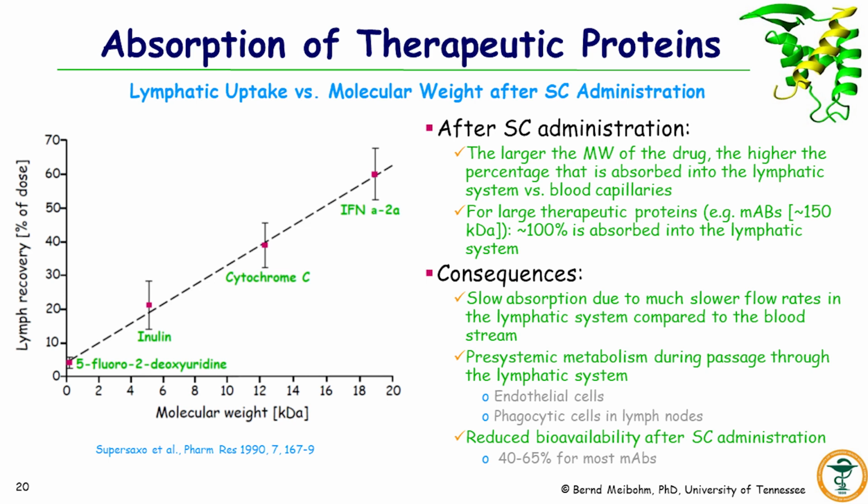If you now imagine what happens if you give an even larger therapeutic protein, like an albumin fusion protein with 69 kilodalton or higher, or a monoclonal antibody with approximately 150 kilodalton, then ultimately nearly all of the administered dose will end up in the lymphatic system and will not be absorbed into blood capillaries. So the larger the molecular weight, the higher the percentage that's absorbed into the lymphatic system. And as I mentioned, for large therapeutic proteins like monoclonal antibodies, approximately 100% of the administered dose is absorbed into the lymphatic system.